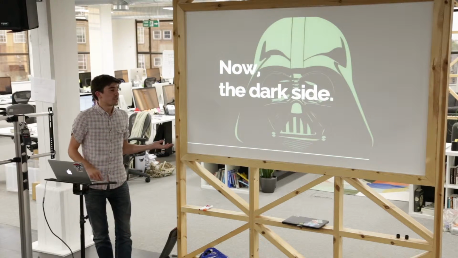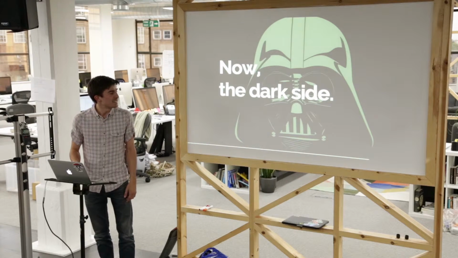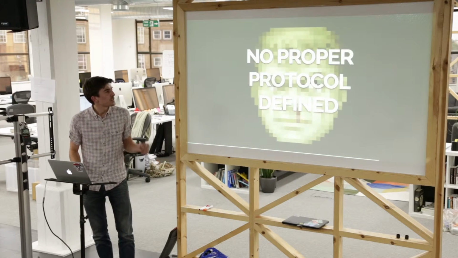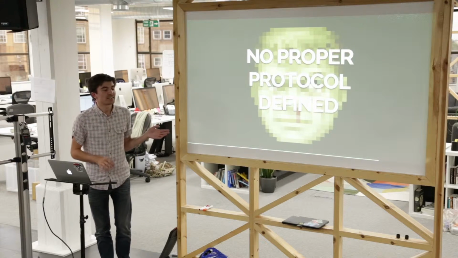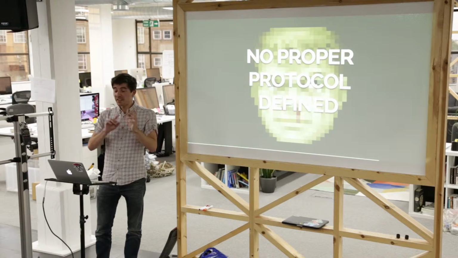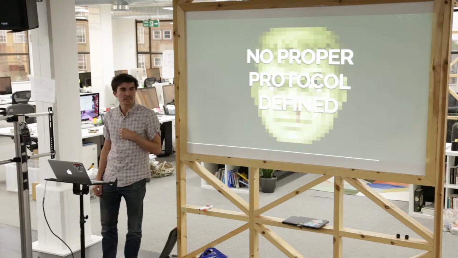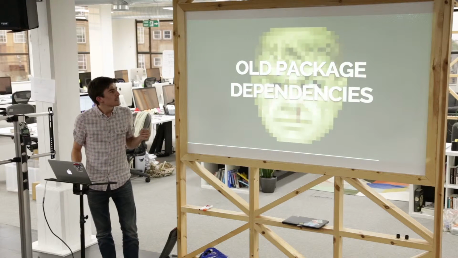So now the dark side of my project, because it's not really a rainbow part. First, no proper protocol defined. If you go into the repo, you can check that I've defined the protocol, but I'm not really following it properly. I'm a bit like Microsoft and Internet Explorer. It's a bit of a shame, you know?